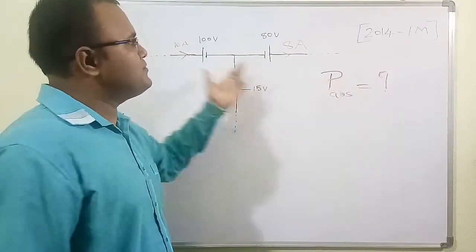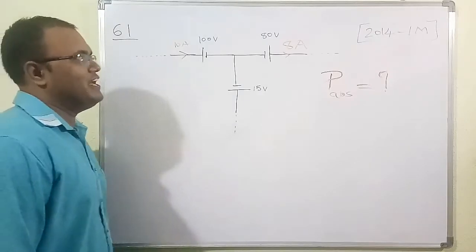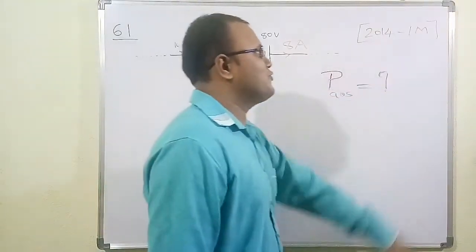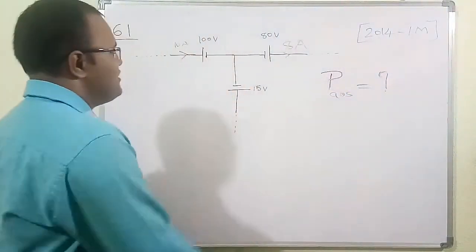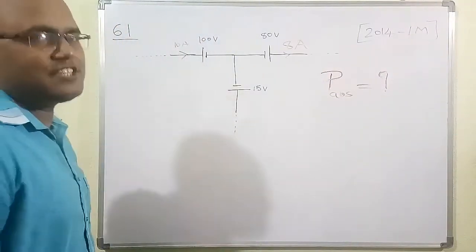The total power absorbed by these three elements we need to figure out in this circuit, and this question was given in GATE 2014 for 1 mark. So we need to figure out the power absorbed by these three elements in the circuit.